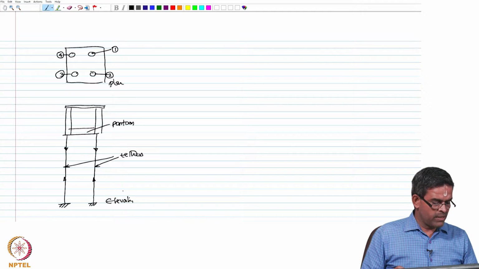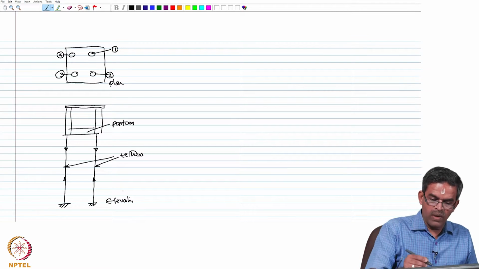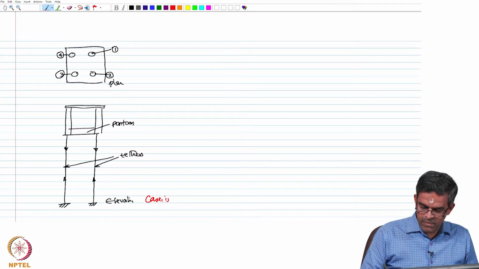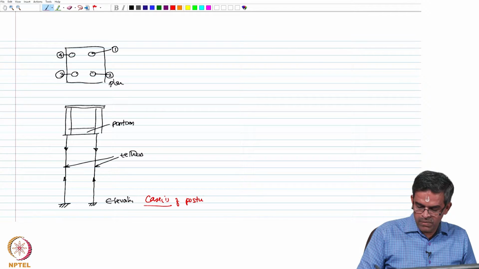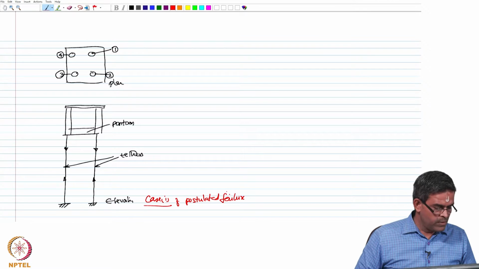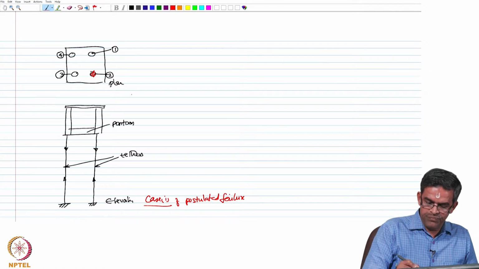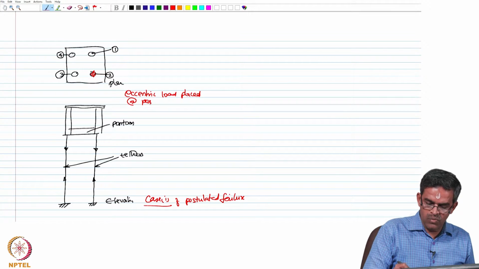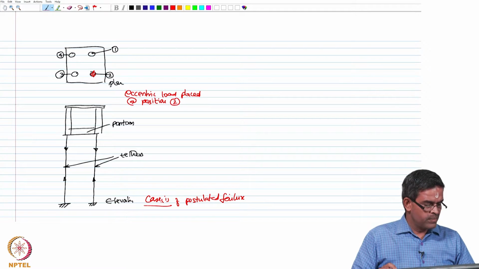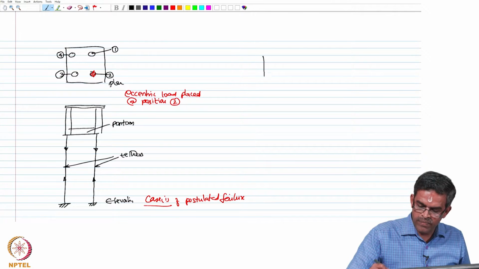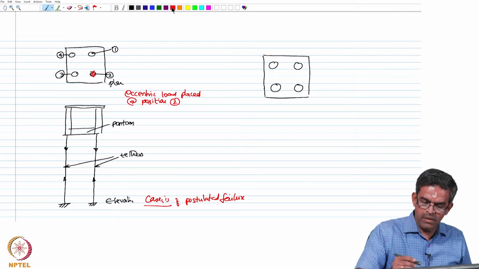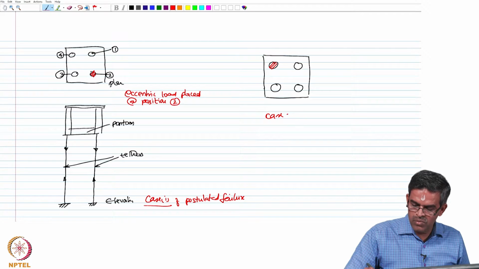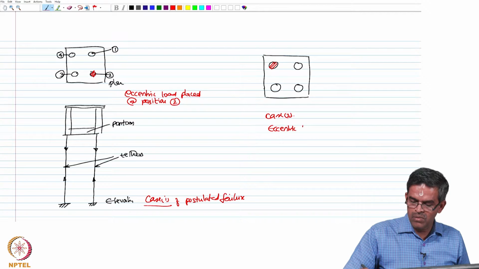In the postulated failure, we create different cases. Let us say in case 1, postulated failure, there is an eccentric load kept on location 2. So, there is an eccentric load placed at position 2. Case 2 is an eccentric load placed in position 4.